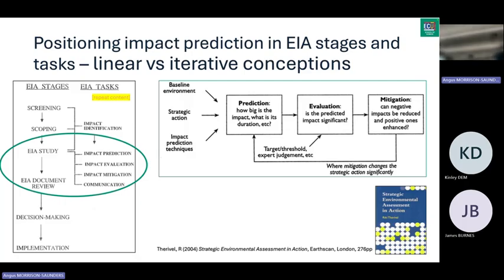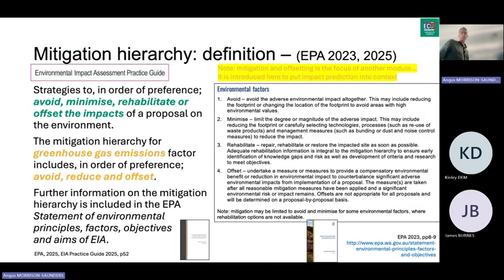But the thing is that if we've mitigated it, we've reduced its severity, and therefore our original prediction is no longer valid. It's no longer accurate, and we need to remake that prediction. And that's what this diagram on the right is suggesting: once you've made a prediction, you evaluate its significance, you put in mitigation measures to try and reduce the negative consequences, and then you need to go back to the prediction process and redo the prediction and so on, go around the loop again. So that's this idea that it's a more iterative, circular way of thinking. So mitigation is simply about avoiding, minimising, rehabilitating, offsetting impacts. We'll come back to this next week.